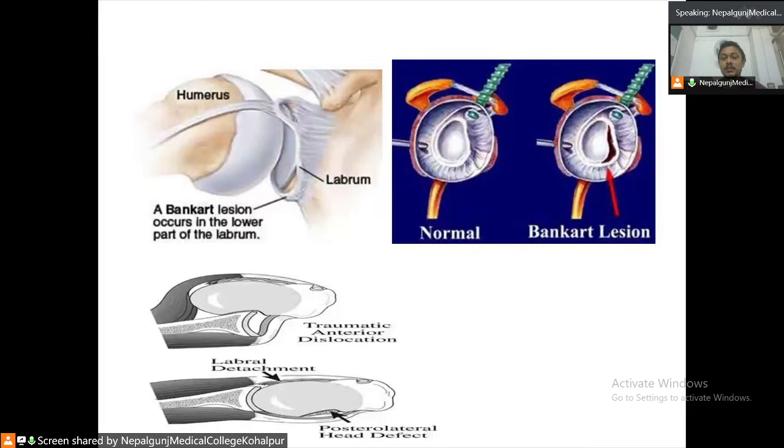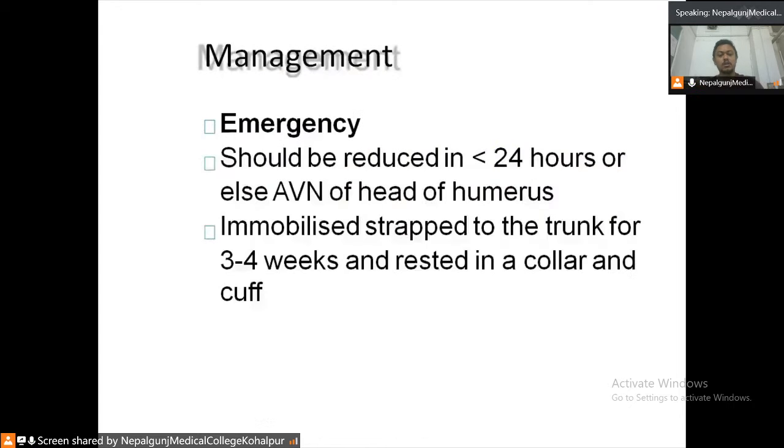The other injury that you can find in the MRI shoulder is the Hill-Sachs lesion. The Hill-Sachs lesion is nothing more than a posterolateral head defect. In a case of traumatic anterior shoulder dislocation, what you see is a labral detachment associated with the posterolateral head defect. Bankart's lesion is of the glenoid fossa, and Hill-Sachs lesion is always of the humeral head. We have to know these two things.